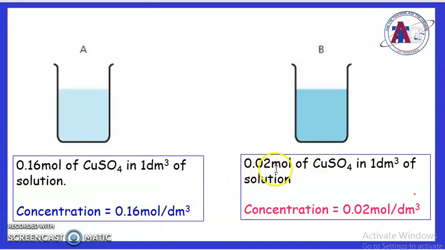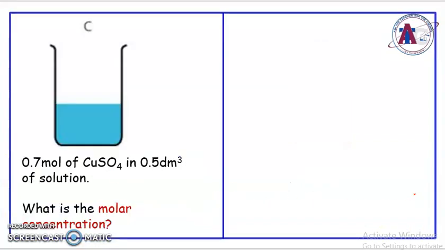Solution B is 0.02 mole of copper 2 sulfate in 1 dm cube of solution. So the molar concentration, that is the concentration in moles, will be 0.02 mole per dm cube, right? Now, C can as well be written as 0.7 mole of copper sulfate in 0.5 dm cube of solution.